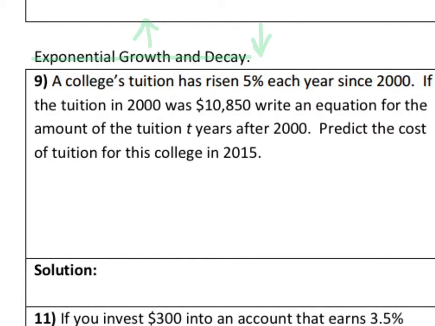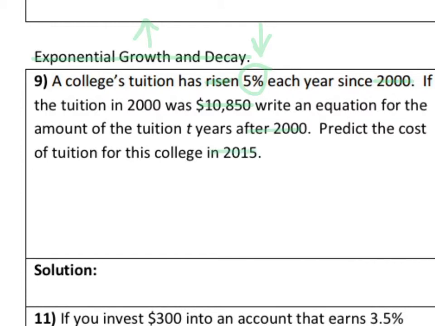A college tuition has risen. That's a word right there. I think we got growth already. All right, and we have a rate of 5% each year since 2000. If the tuition in 2000 was $10,850, write an equation for the amount of tuition in 2 years after 2000, and then predict the cost of the tuition for 2015.